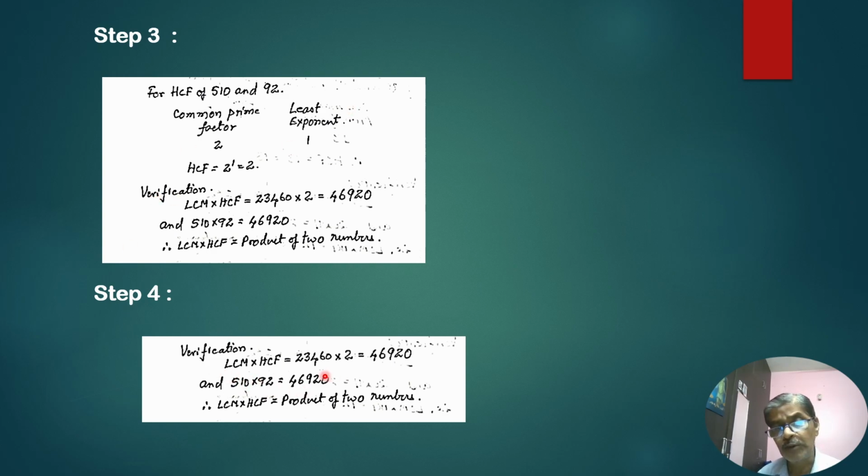So LCM into HCF: LCM we have found is 23,460 and HCF is 2. On multiplication, we get 46,920. And when you multiply both the numbers 510 and 92, there also you get the product as 46,920. So LCM into HCF is equal to the product of both the numbers, and our problem is correct.